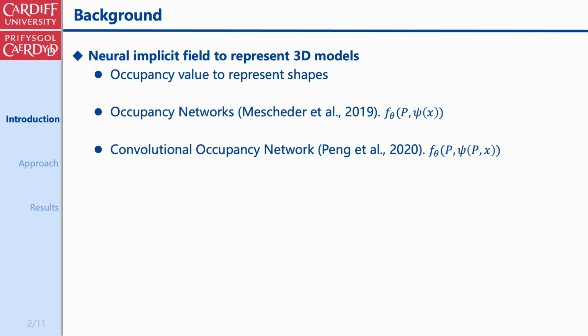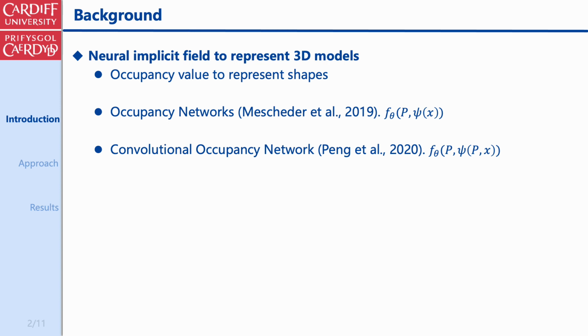Implicit field is a common concept. Like the SDF, signed distance function, neural network can be used to approximate this function. Besides, occupancy value also can be used to represent shapes.